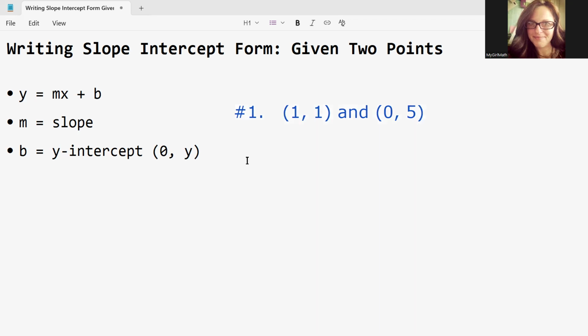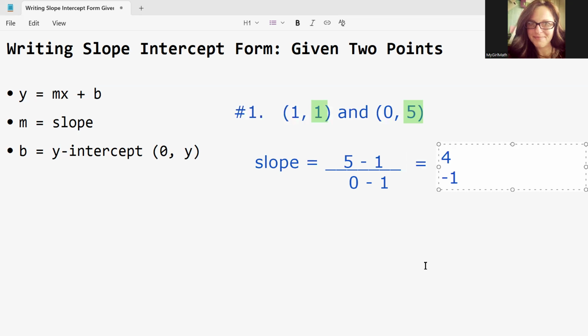Let's find the slope. We'll subtract the y values. They go on top. And then we'll subtract the x values. They go on the bottom. 4 divided by -1, we can simplify and get our slope -4.